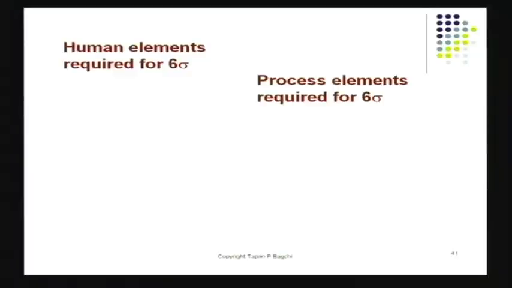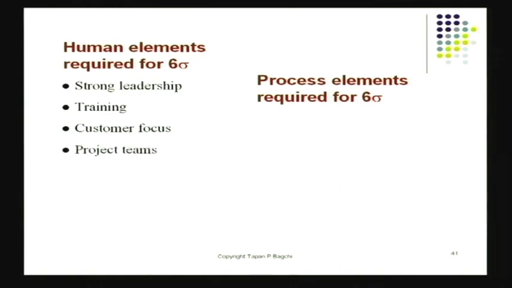What are some of the other things that you require? There are certain things which are like the human element. On the human side of it, strong leadership is required, good training is required, and it goes without saying, if people are not trained in statistics, they'll not be able to do a Six Sigma project successfully. Customer focus, find out the CTQs, who are the owners of the CTQs, project teams have to be put in place. There's got to be an overall cultural change. That also is something that's got to be there.